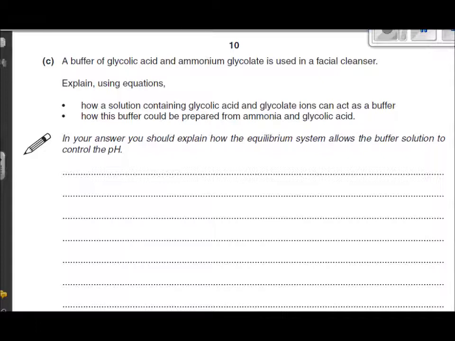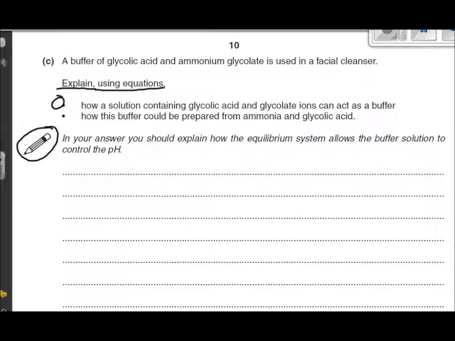Now, this question itself is broken down into 2 bullet points, so I'll work through the first bullet point first. The question is very much asking us to explain, using equations, how a solution containing glycolic acid and glycolate ions can act as a buffer. They also state, using this symbol for quality of written communication, that in your answer you should explain how the equilibrium system allows the buffer solution to control the pH.